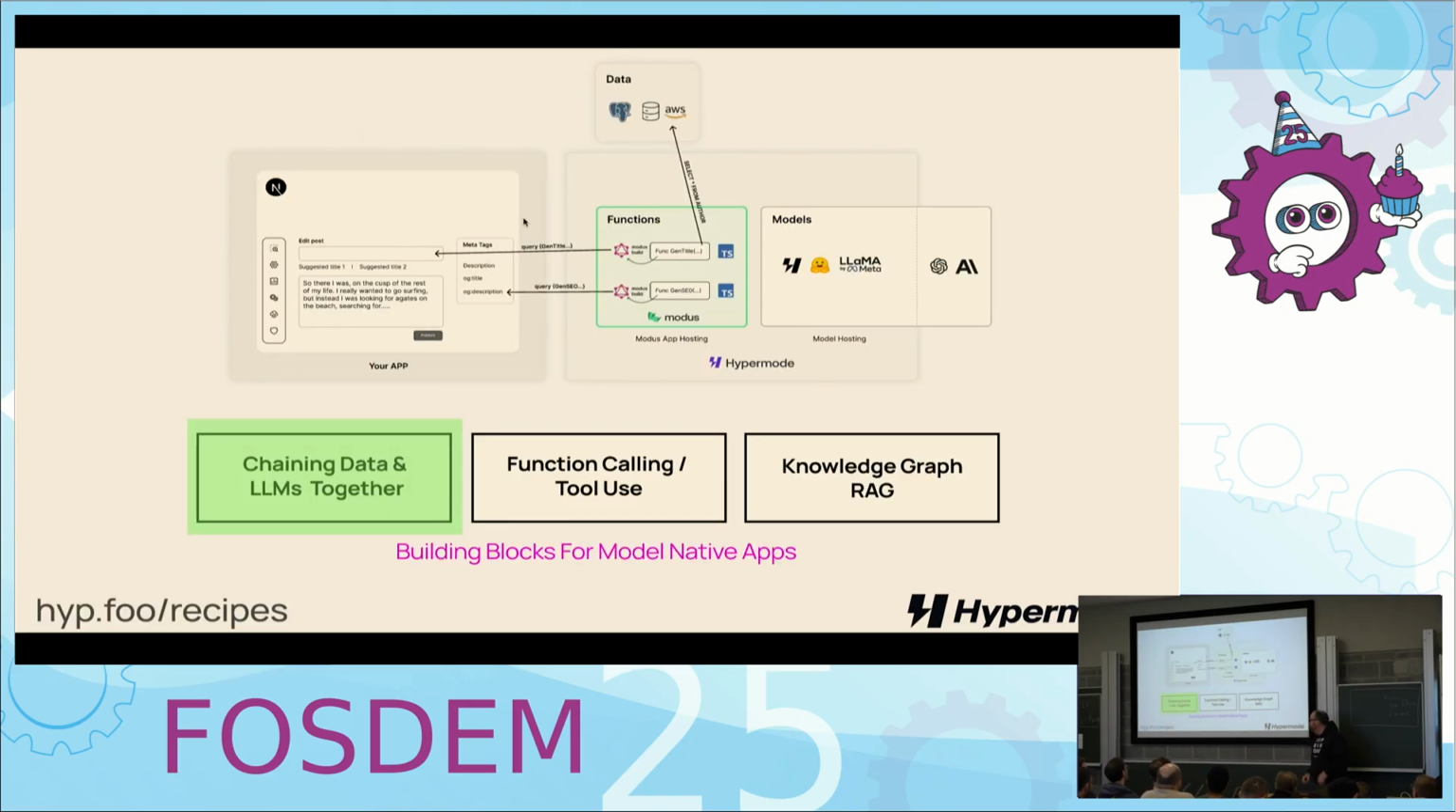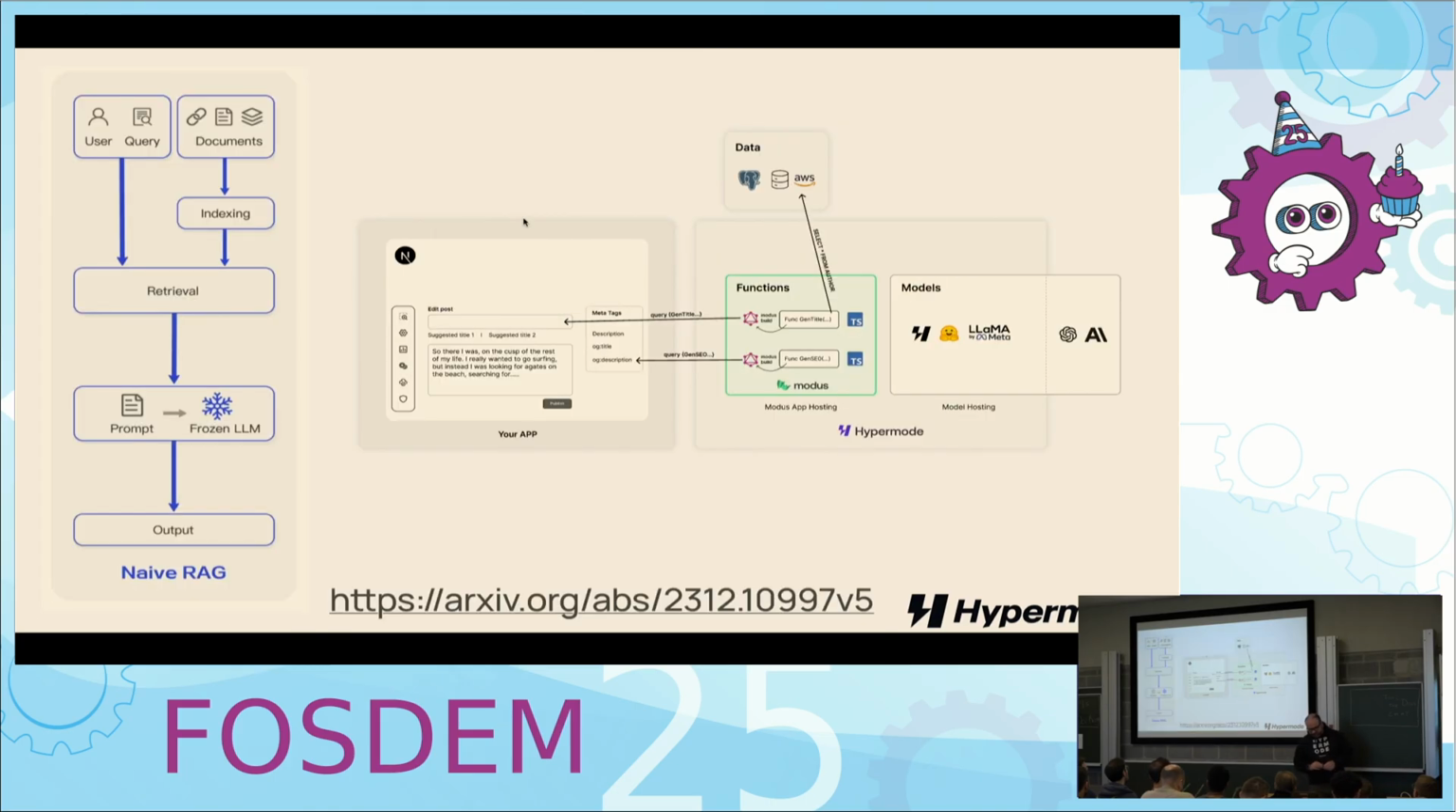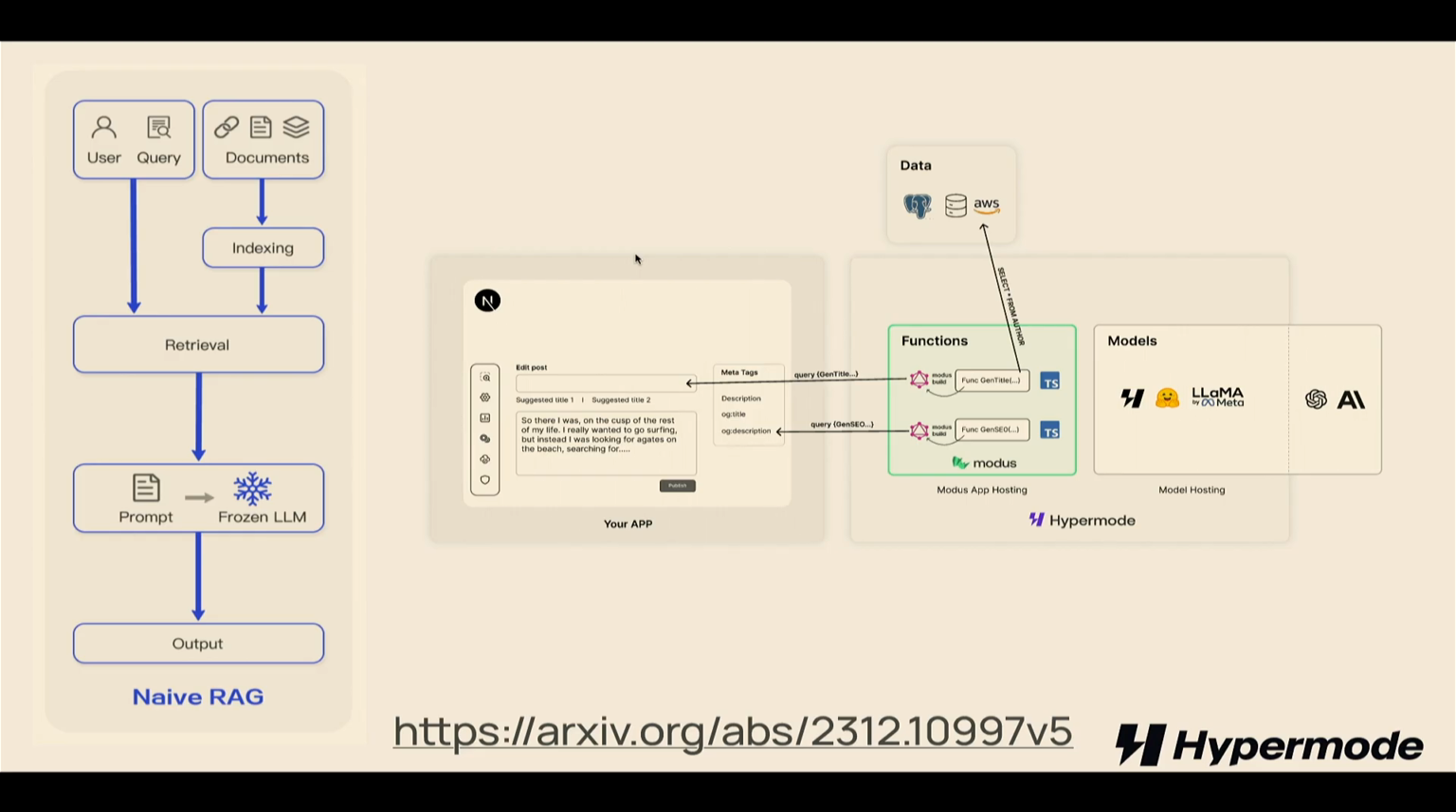So let's look at this first example, chaining data and LLMs together. We'll take a look at a basic demo app that I built. Let's assume that we're running an online blogging website where you type in the text of your blog, and then you hit a button and publish it on the internet.